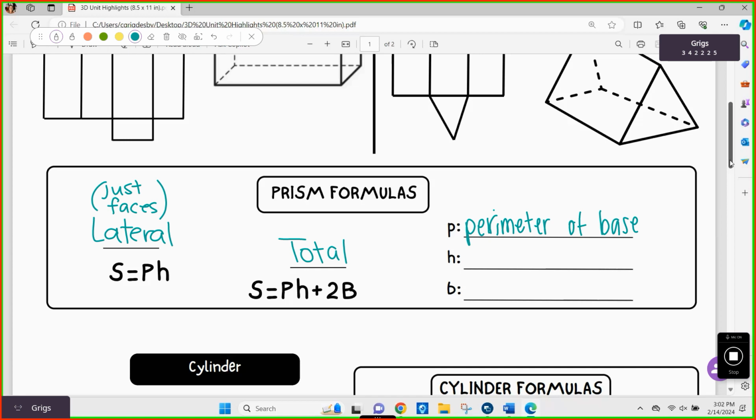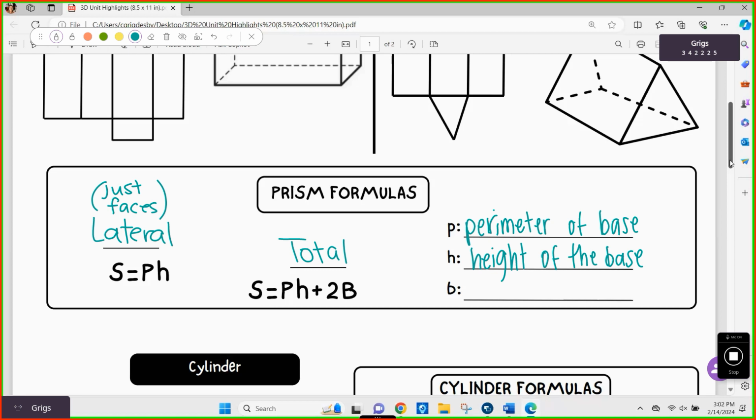Alright, perimeter of the base. H would stand for height of the triangle of the base. Base is B. It has to be base of the prism. Alright, so P stands for perimeter of the base, just the one perimeter. H is the height of the base.